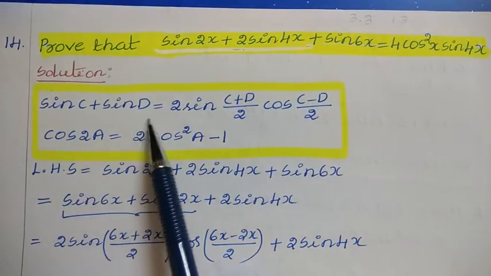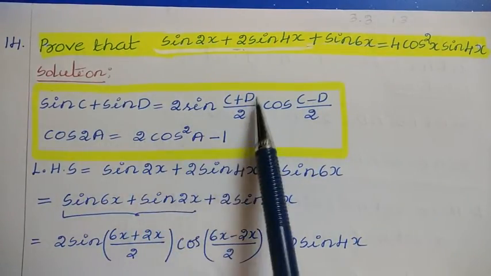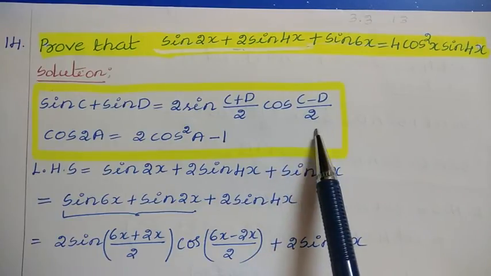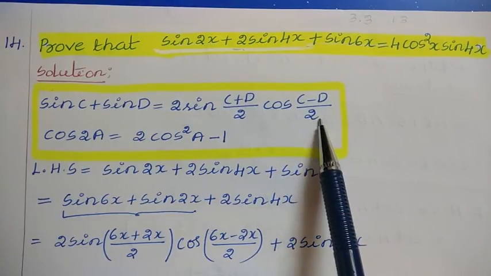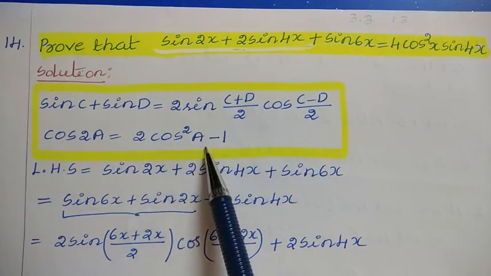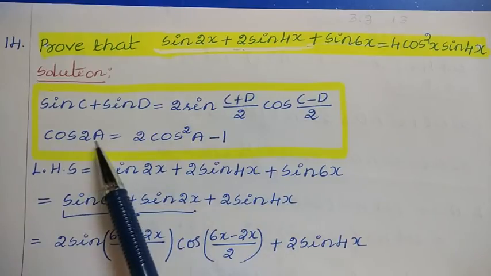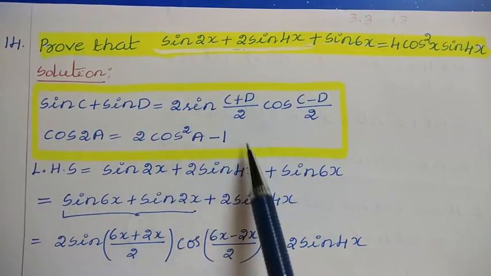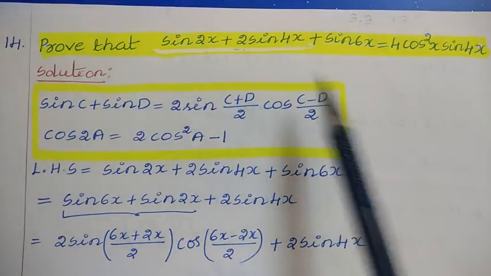So sin C plus sin D is equal to 2 sin((C+D)/2) into cos((C−D)/2). And along with this we have to use the formula cos 2A is equal to 2 cos²A minus 1, or cos 2θ is equal to 2 cos²θ minus 1. So now let us take the LHS.